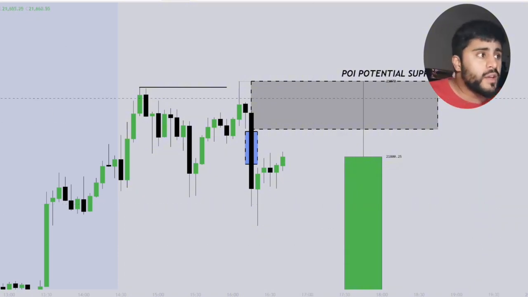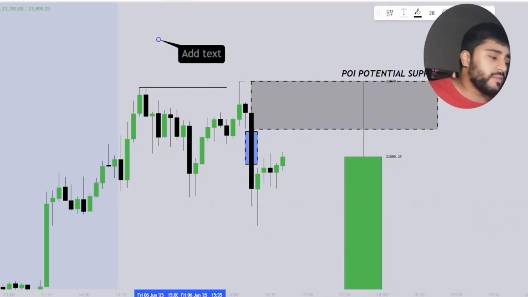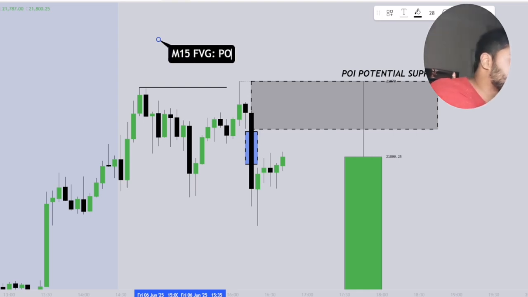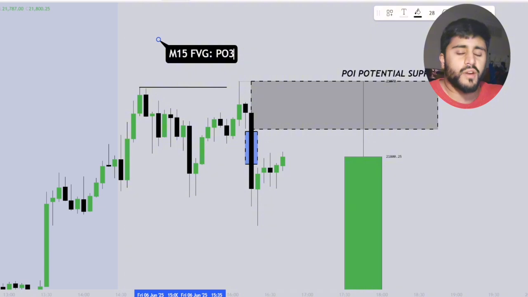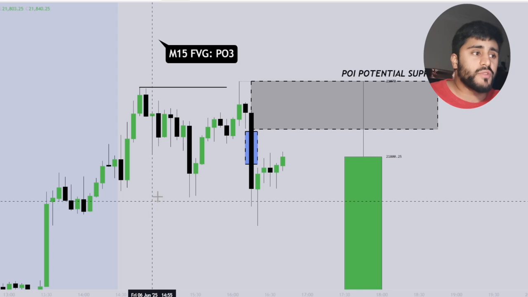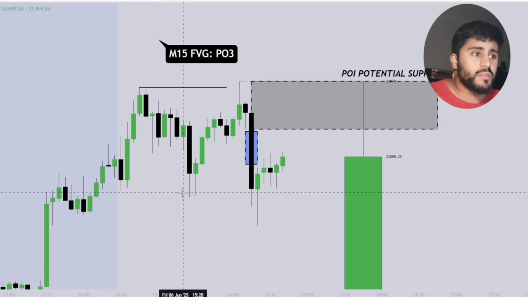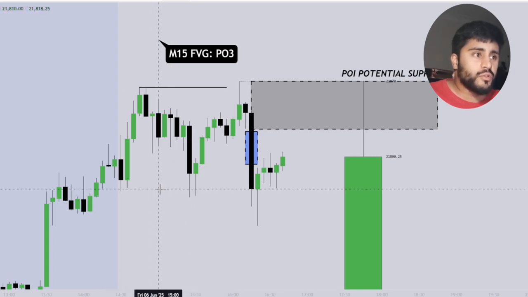A question I get a lot: what are you looking for when you're looking for that 15-minute fair value gap? For the 15-minute fair value gap itself, you want to have some kind of a power of 3 alignment, usually the daily. In this case, we have the weekly power of 3 and also the 10 a.m. power of 3. If you look at the 10 a.m. Eastern candle, I believe we opened somewhere, not the best price really.